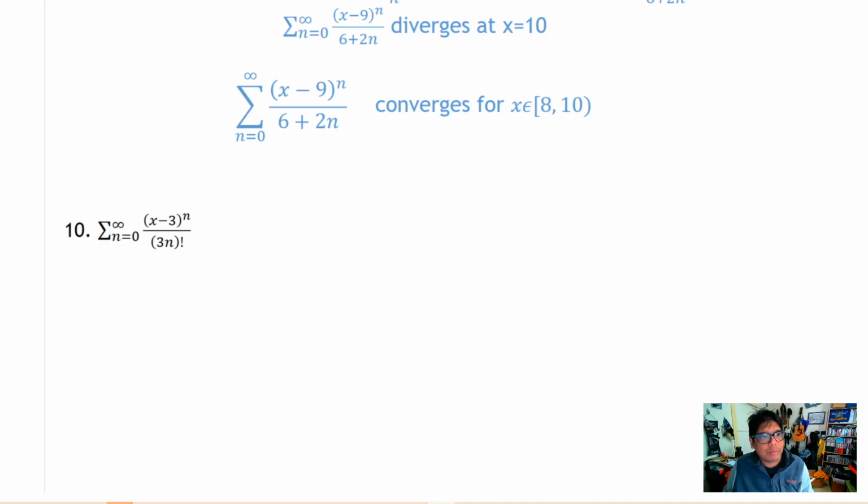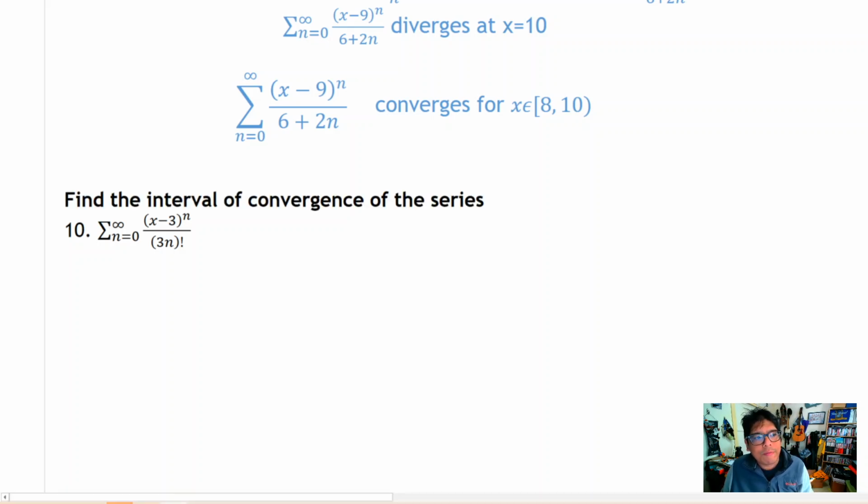today we're going to be checking convergence for this series. So we're meant to find the interval of convergence for the series that we have here, and like every interval of convergence, I think the first thing you should do is take a look at the series and make sure that you're not looking at a geometric series. Of course, there's a factorial here, so I don't think this is very geometric.